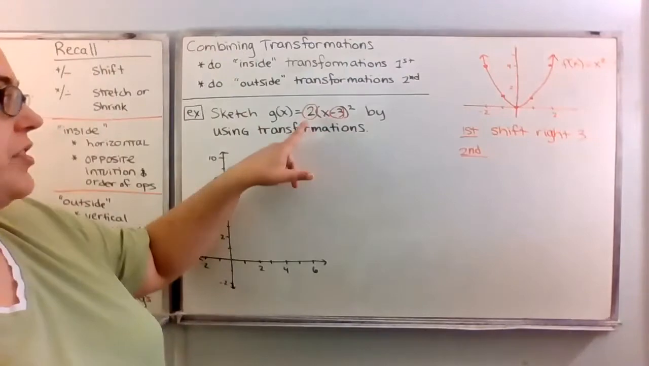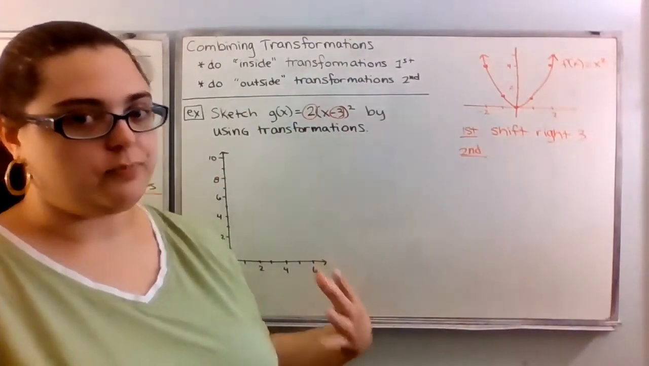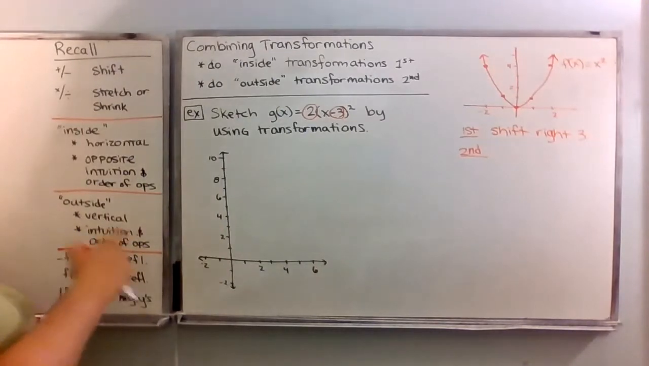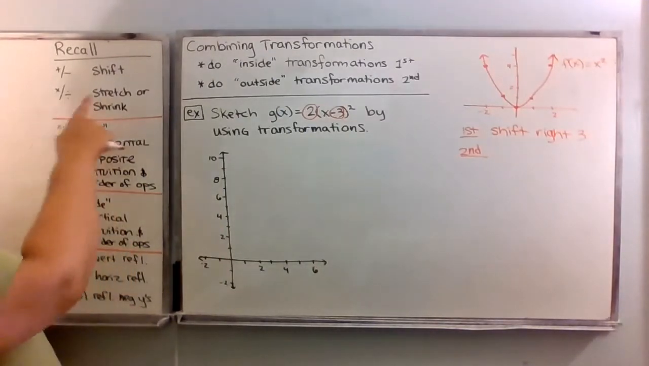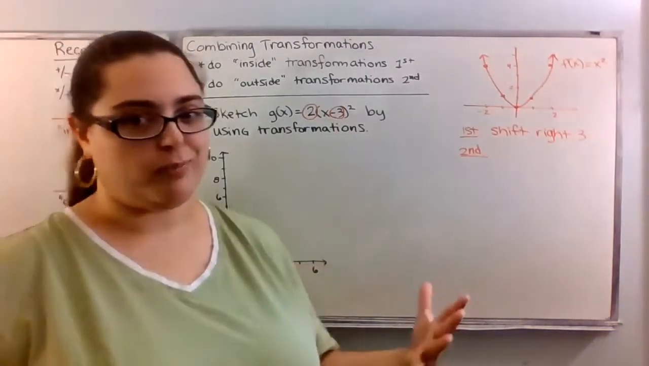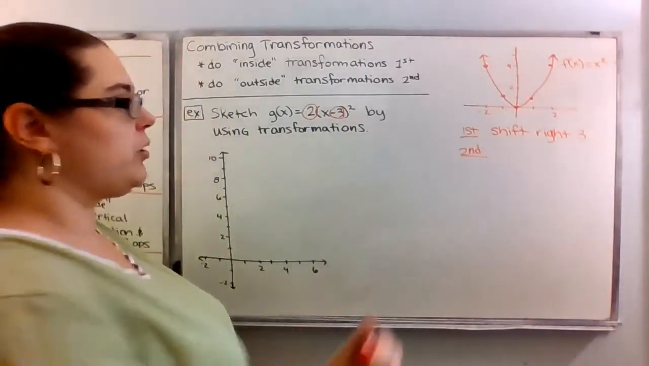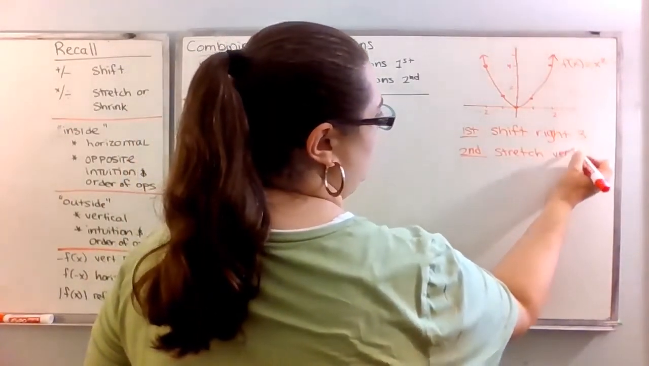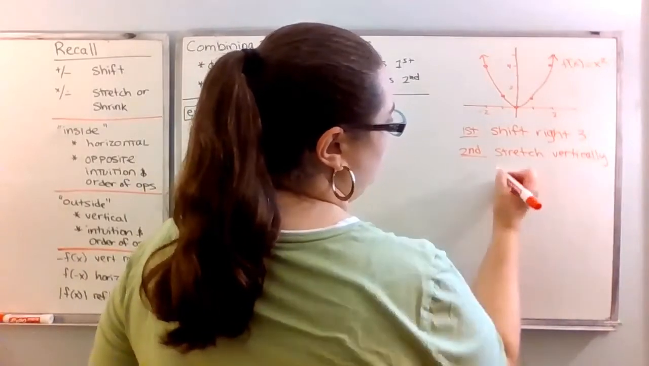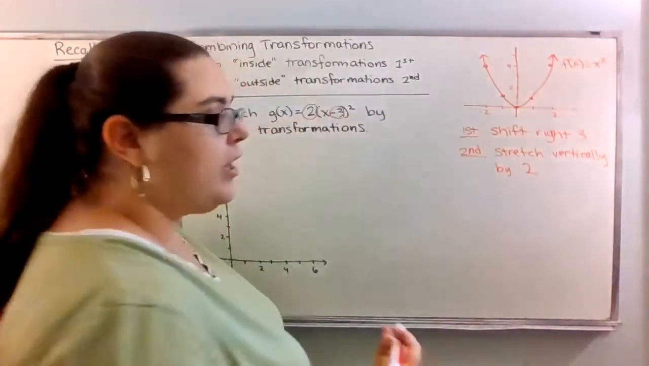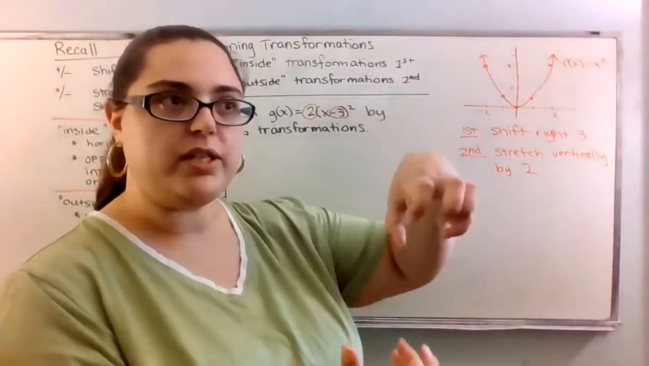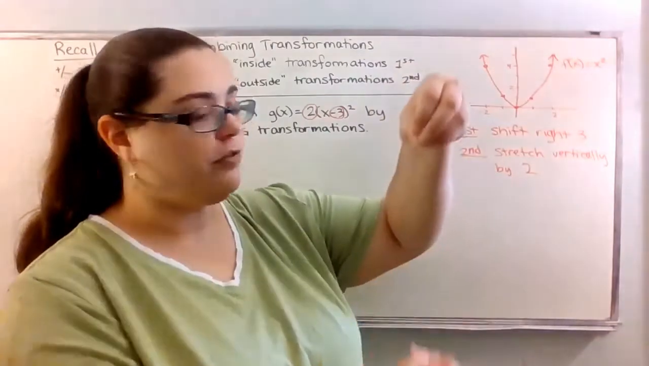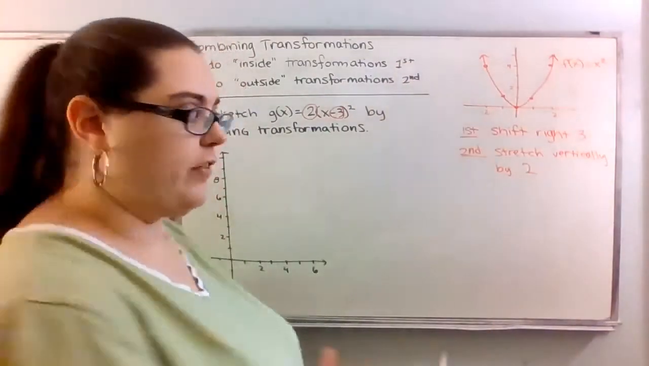Second, we have this 2 on the outside of the function. Because it's on the outside of the function, that means it's a vertical change and it follows what we want it to. So since we're multiplying, it's going to be a stretch because multiplying by 2 seems like you're making it bigger. So we're going to stretch vertically by 2. Now remember, when you do a stretch, that means you're going to impact, in this case, the y values because it's a vertical stretch. So since we're stretching vertically by 2, that means we have to double the y values.